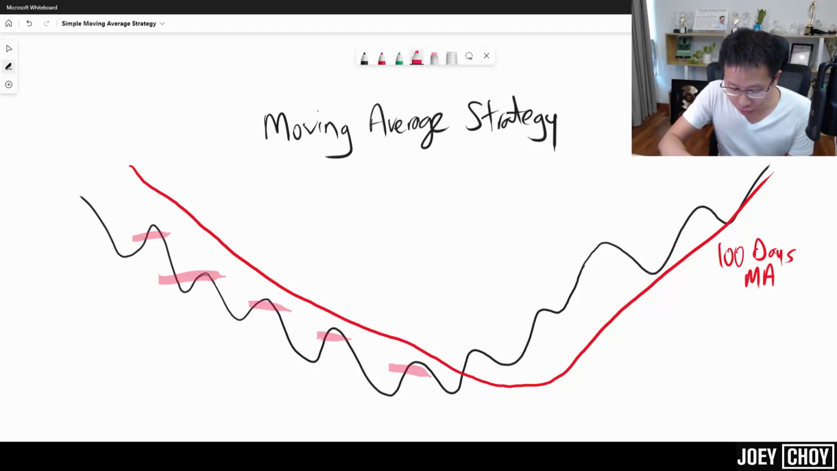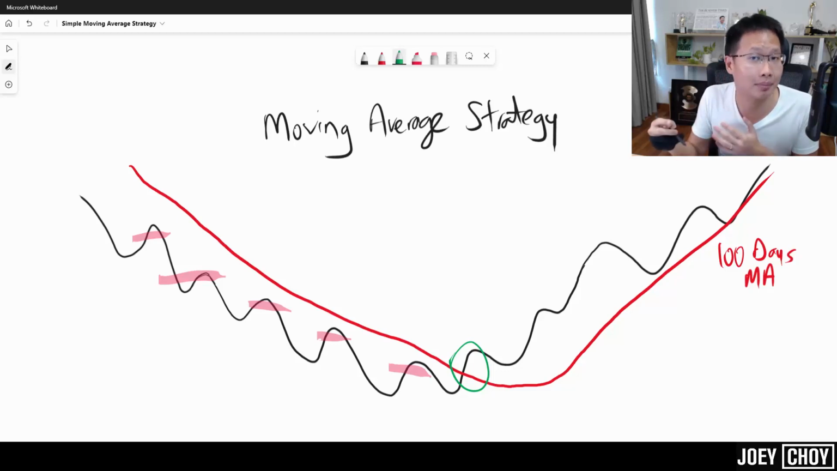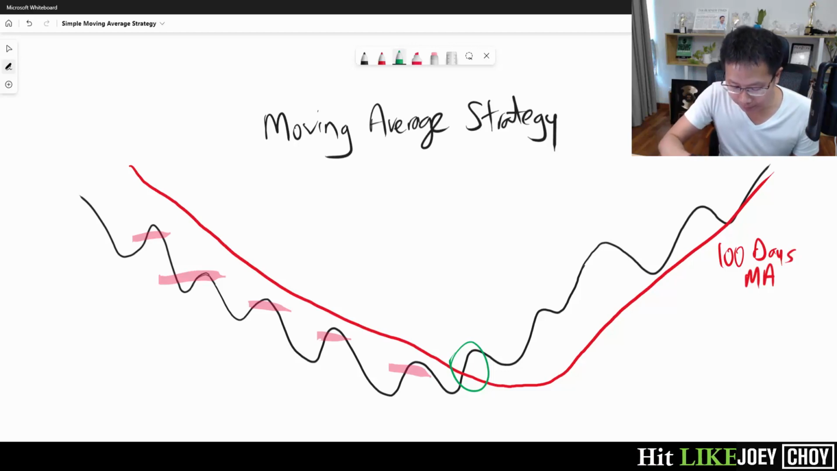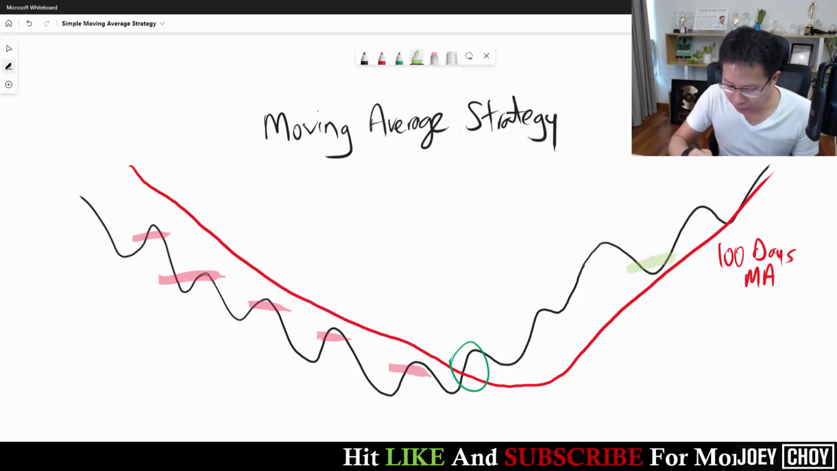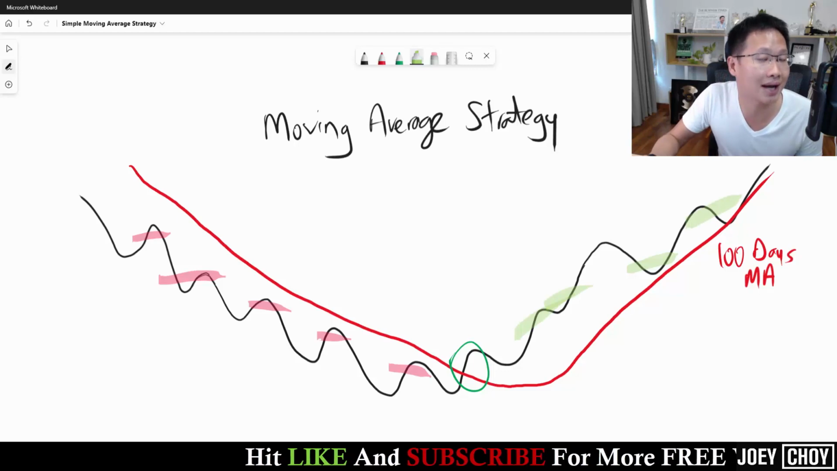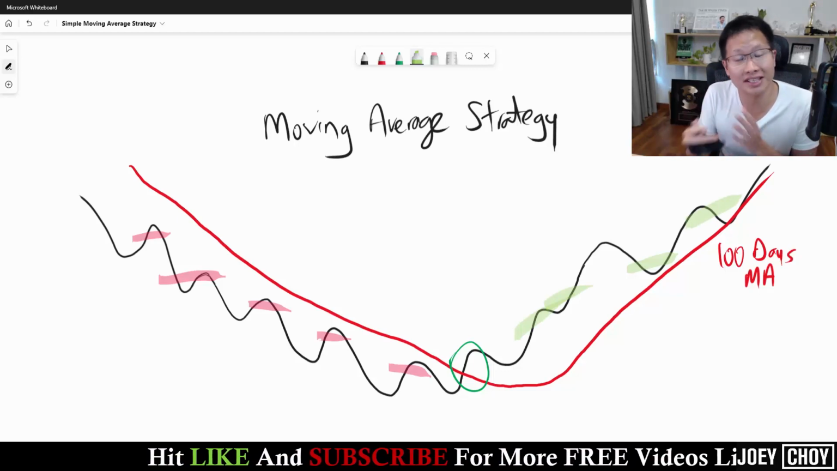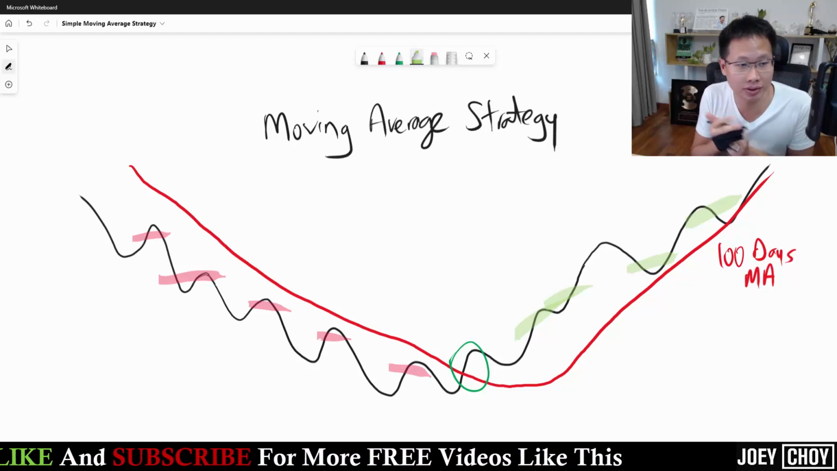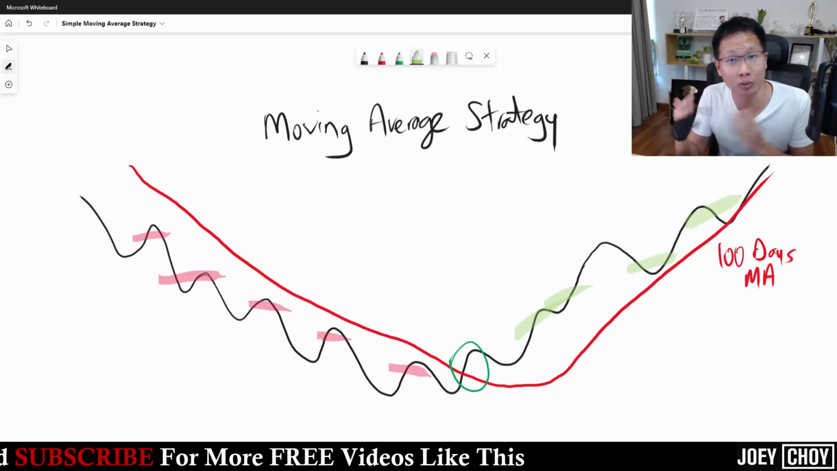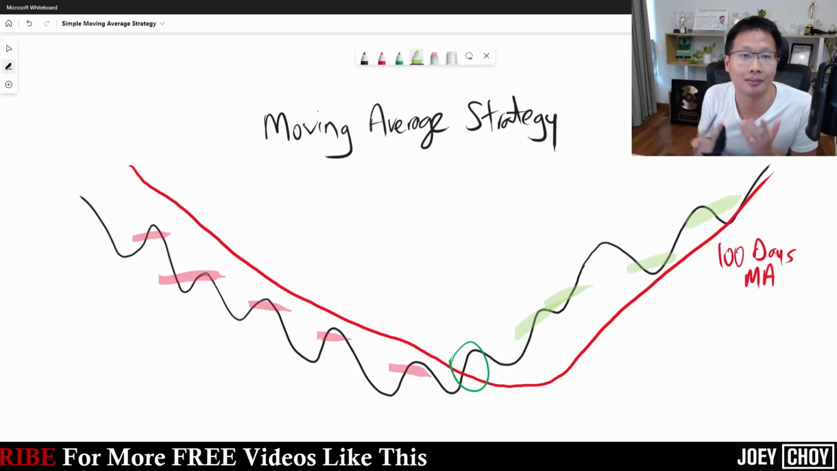And when we see prices finally going back above the red line, the 100 days moving average line, and this line starts to point up with prices above it, that's a good thing. It could signal a bit of an uptrend just starting to form, just by looking at the 100 days moving average, a single line by itself.